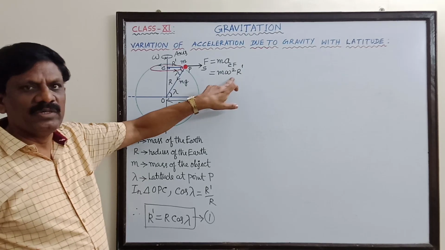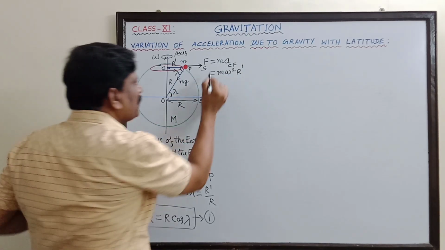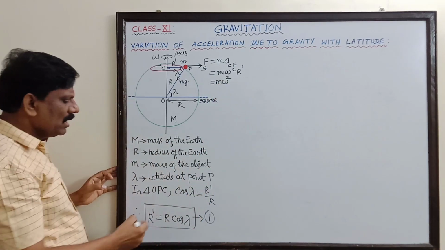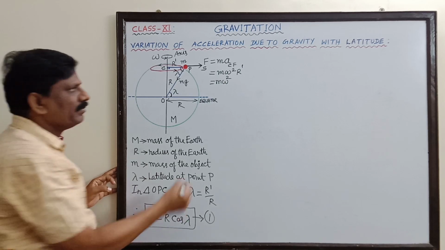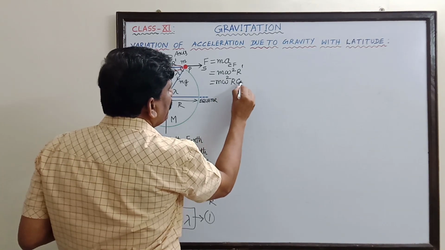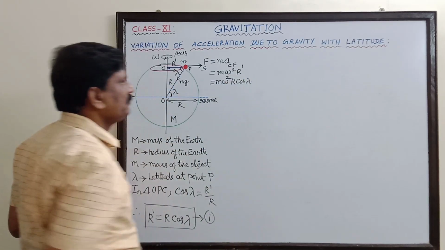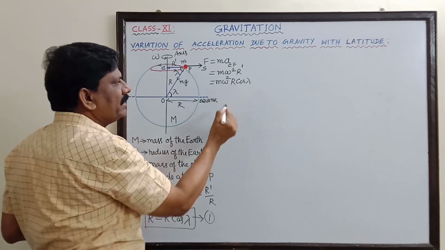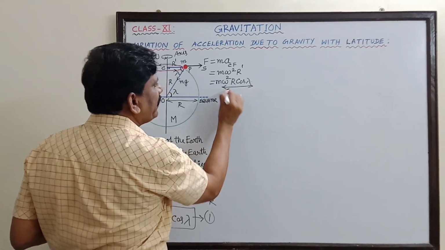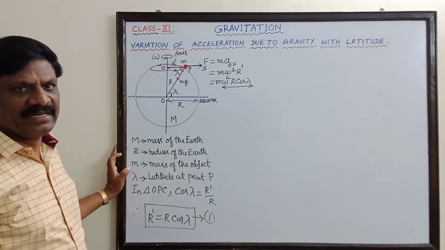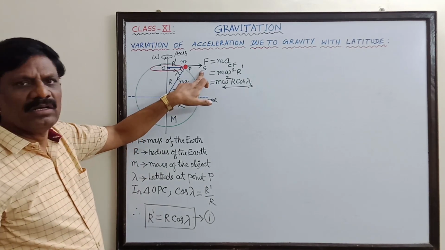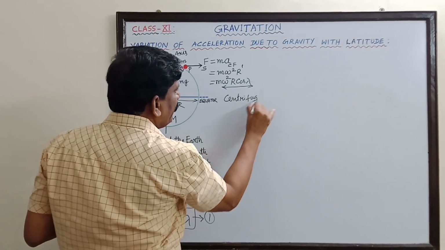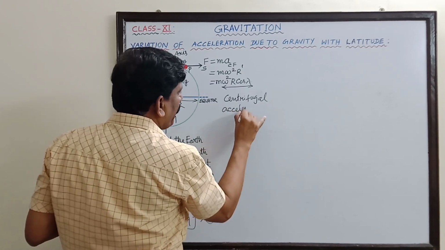So here I am going to substitute. The centrifugal force is equal to m omega square into r dash, which is r cos lambda. So this is r into cos lambda. So in this term, omega square r cos lambda is the centrifugal acceleration. In which direction it is acting? It is along PS. So I will write centrifugal acceleration.